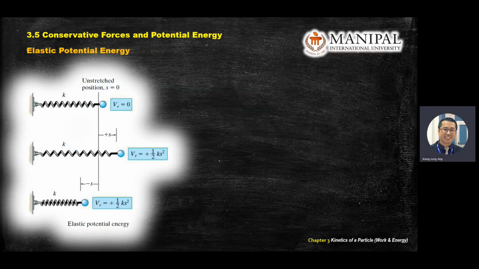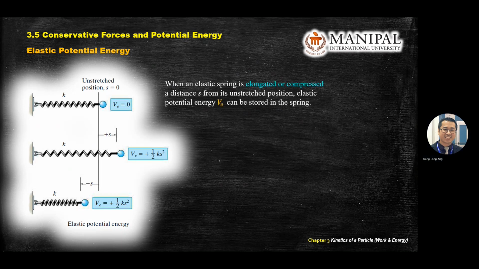Next, spring. Potential energy of a spring also gives you potential energy. So the first one is unstretched. Unstretched means you don't have any energy in the spring.